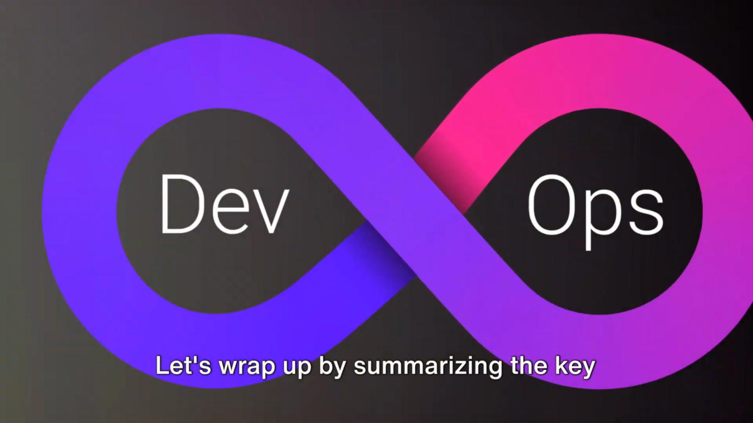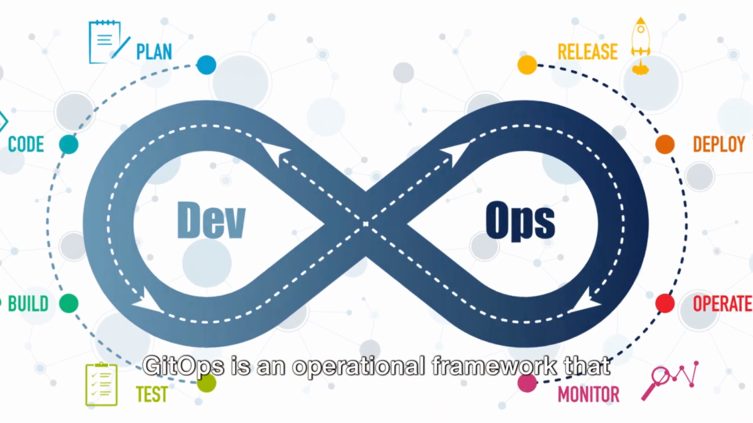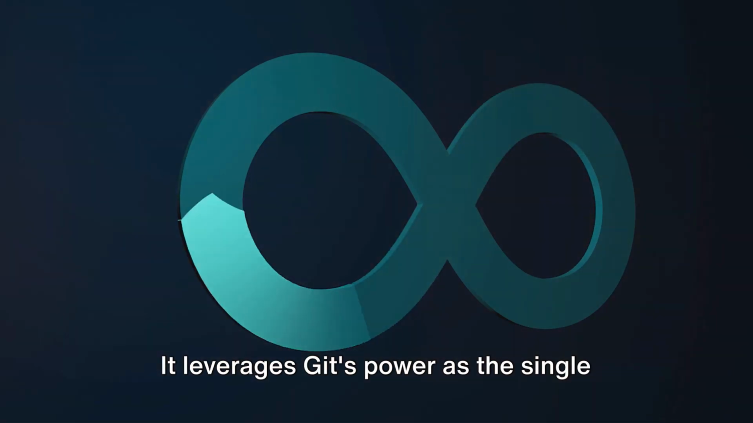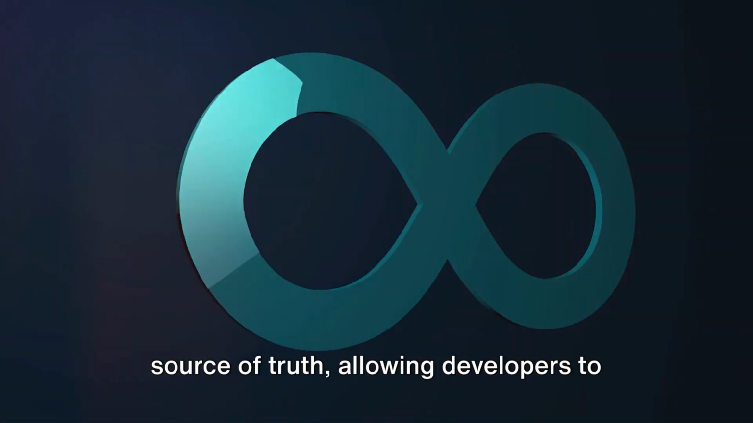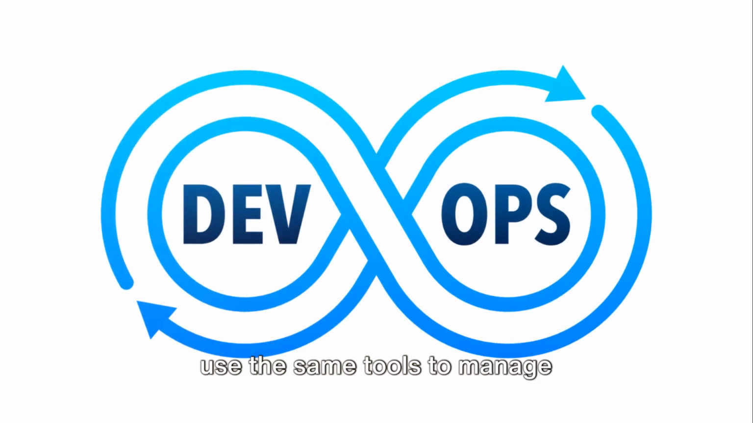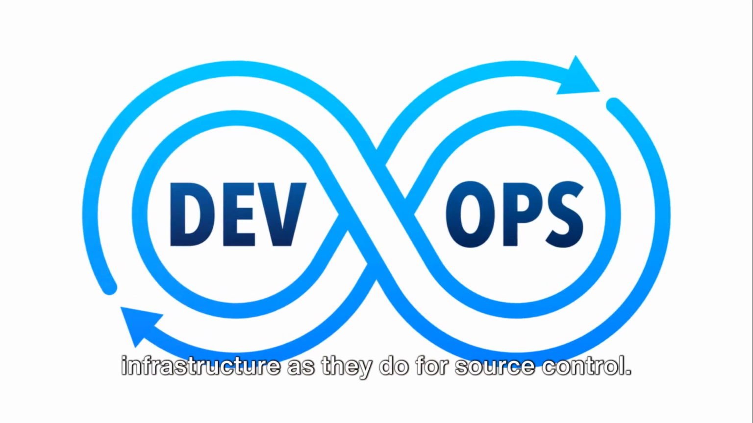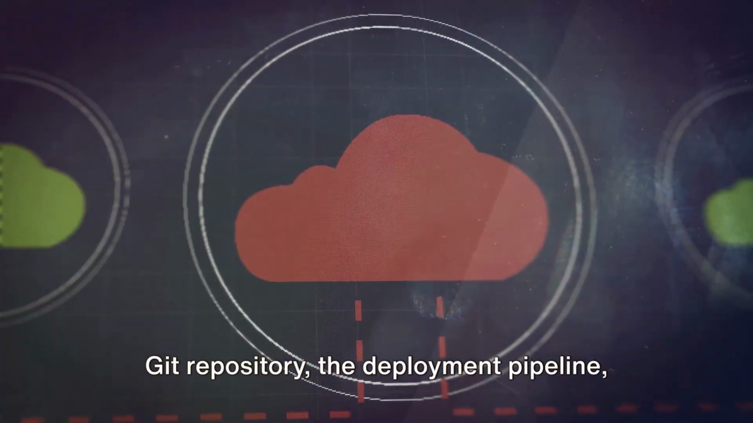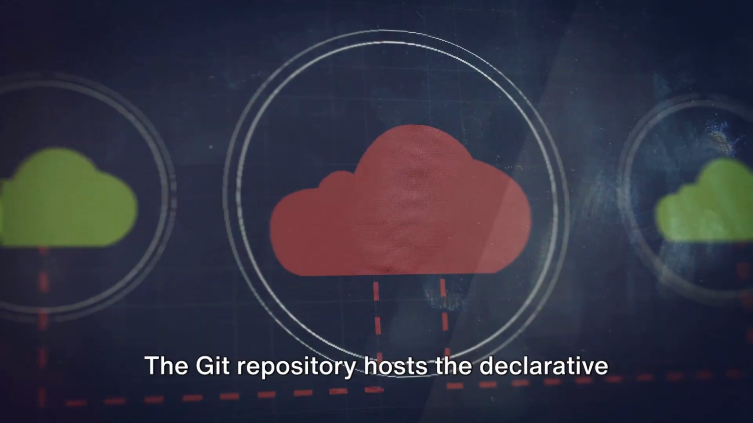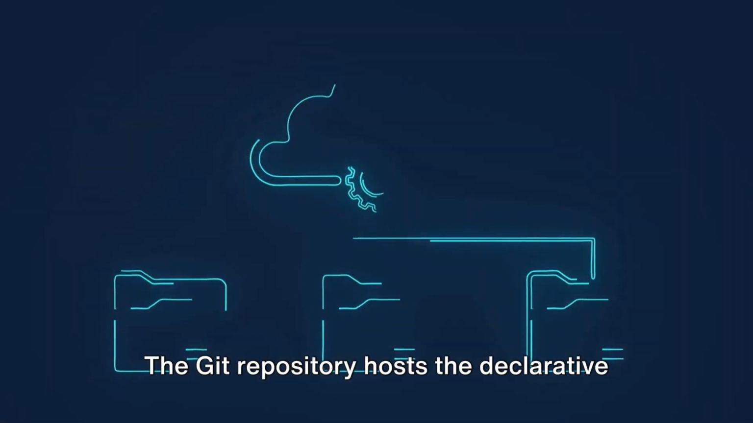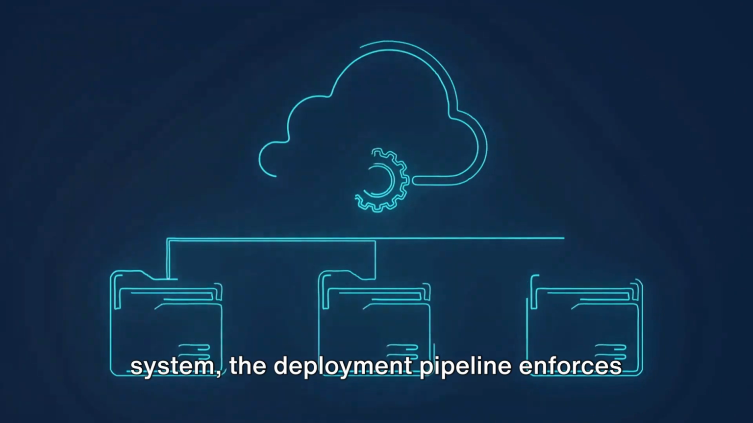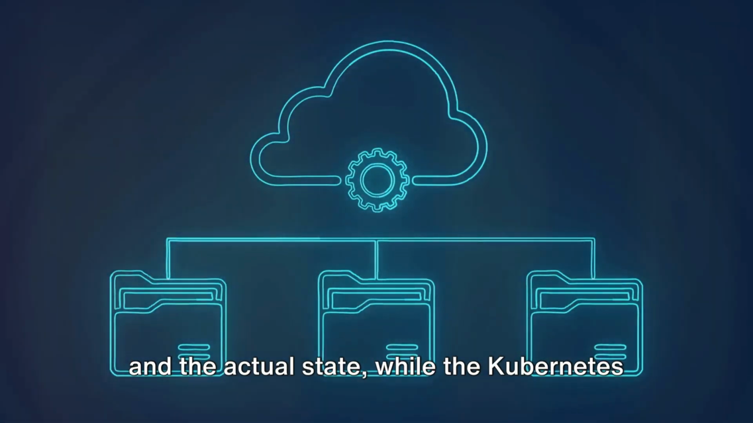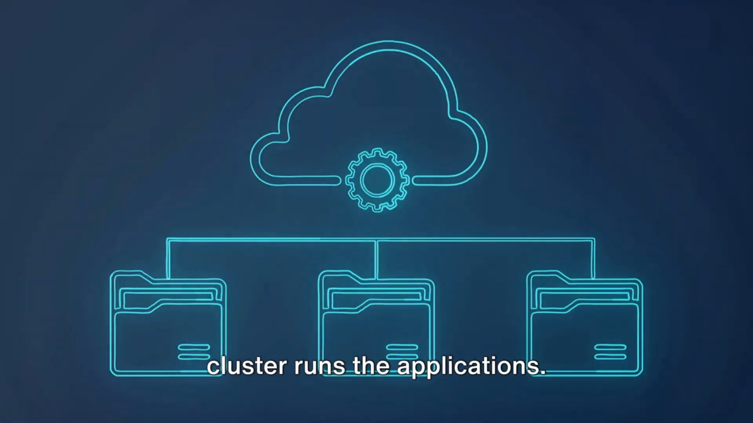Let's wrap up by summarizing the key points about GitOps. GitOps is an operational framework that takes DevOps to its logical conclusion. It leverages Git's power as the single source of truth, allowing developers to use the same tools to manage infrastructure as they do for source control. The main components of GitOps include the Git repository, the deployment pipeline, and the Kubernetes cluster. The Git repository hosts the declarative descriptions of the desired state of the system. The deployment pipeline enforces the synchronization between the repository and the actual state, while the Kubernetes cluster runs the applications.